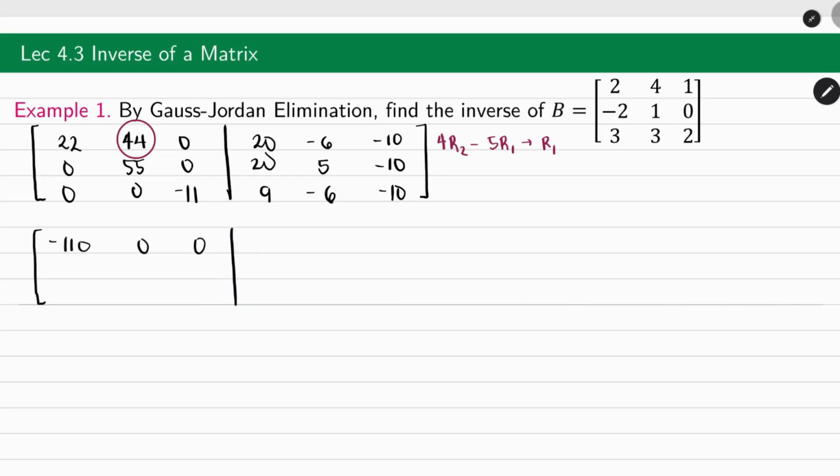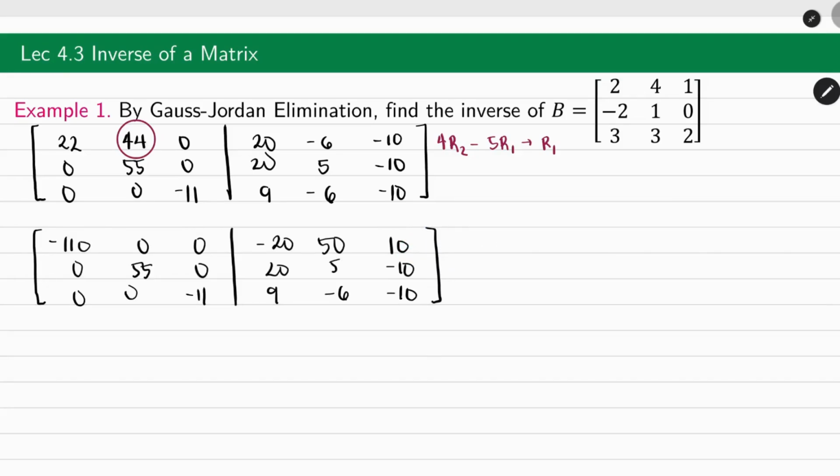Next, 4 times 20, 80, minus 100. That will be negative 20. 4 times 5, 20, minus 5 times negative 6, so that will be 30. Correct? So we have 50 here. And then next, we have 4R2. Negative 40 minus 5 times negative 10, so that will be plus 50. So that is, you have positive 10 here.